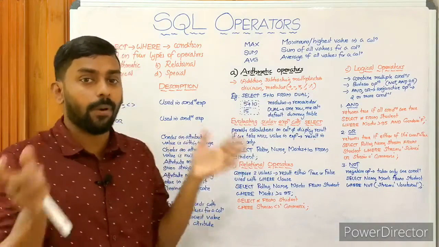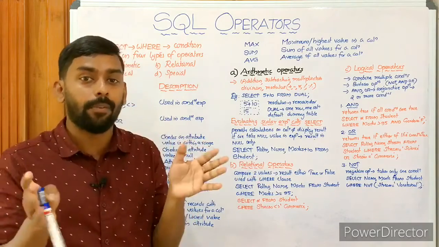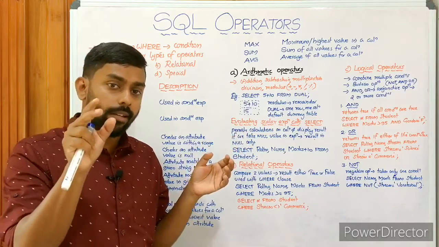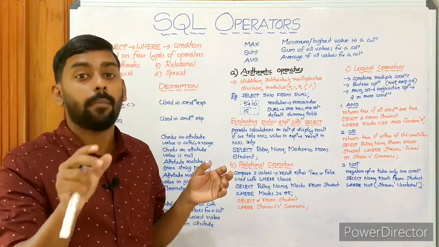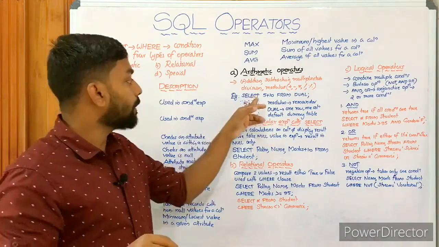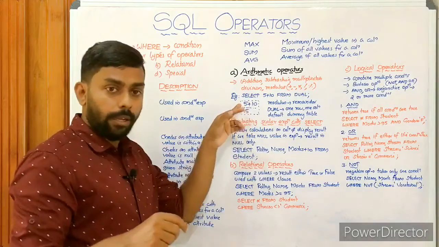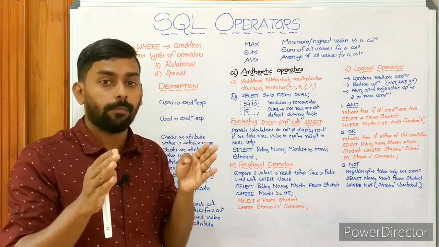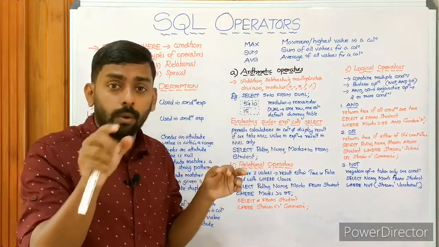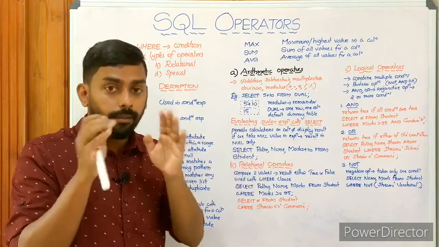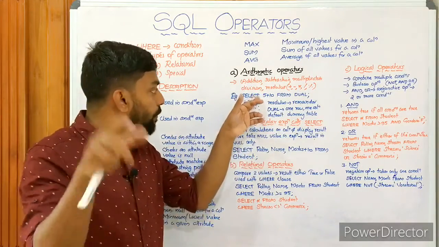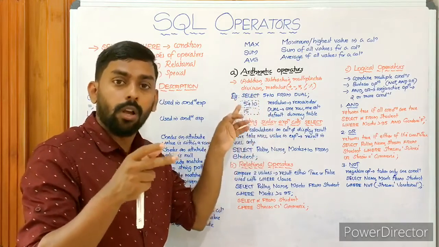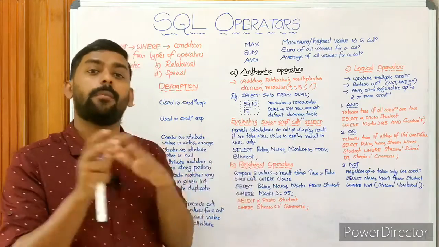You know what dual is? It's a default dummy table with only one row and one column. You can work with anything on that. So select 5 plus 10 from dual. This will be the result. The column name is 5 plus 10. Why is it 5 plus 10 as the column name? Because the attribute name is displayed as what we give. If we give 5 plus 10, it gives 5 plus 10 as the column name. If we give roll number, it gives roll number as the column name. If it is name, it gives name as the column name.